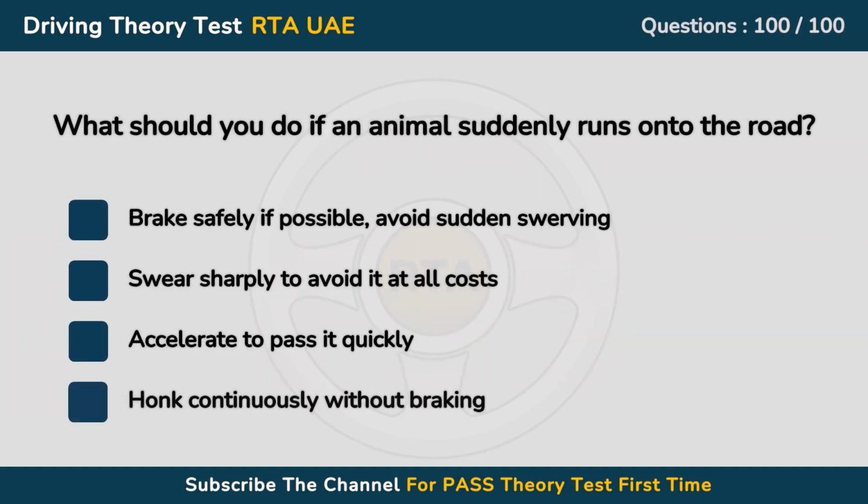Question 100. What should you do if an animal suddenly runs onto the road? A. Brake safely if possible, avoid sudden swerving. B. Swerve sharply to avoid it at all costs. C. Accelerate to pass it quickly. D. Honk continuously without braking.